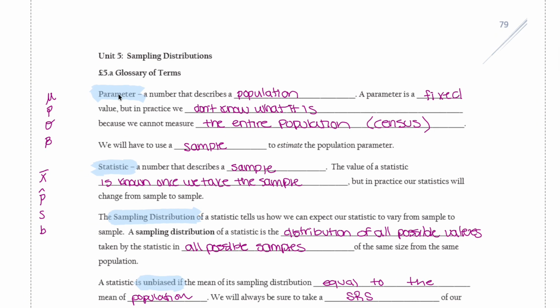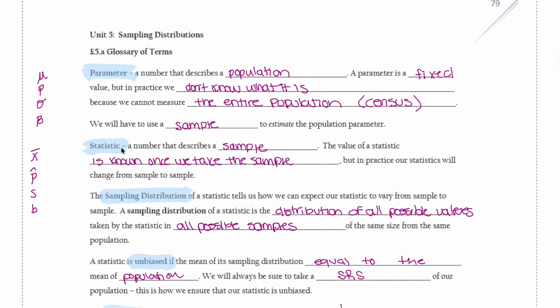What is a parameter? It is a number that describes a population. A parameter is a fixed value, but in practice, we don't know what it is, because we cannot measure the entire population, which is also called a census. We will have to use a sample to estimate the population parameter.